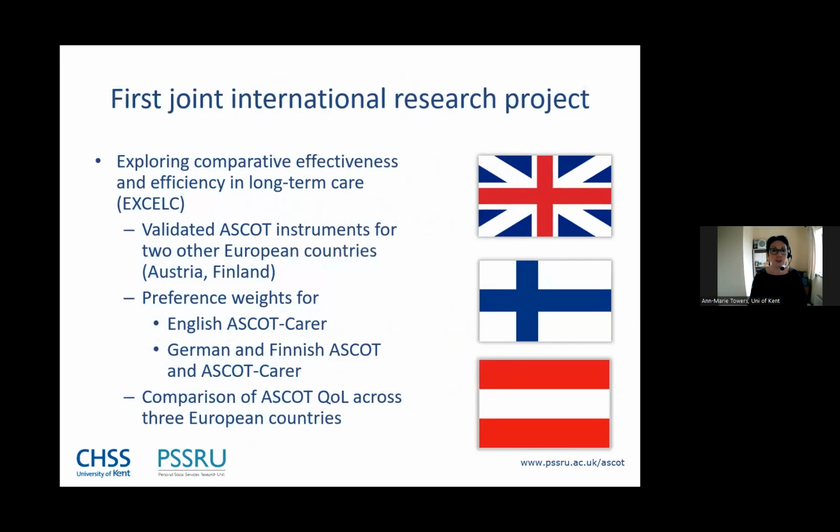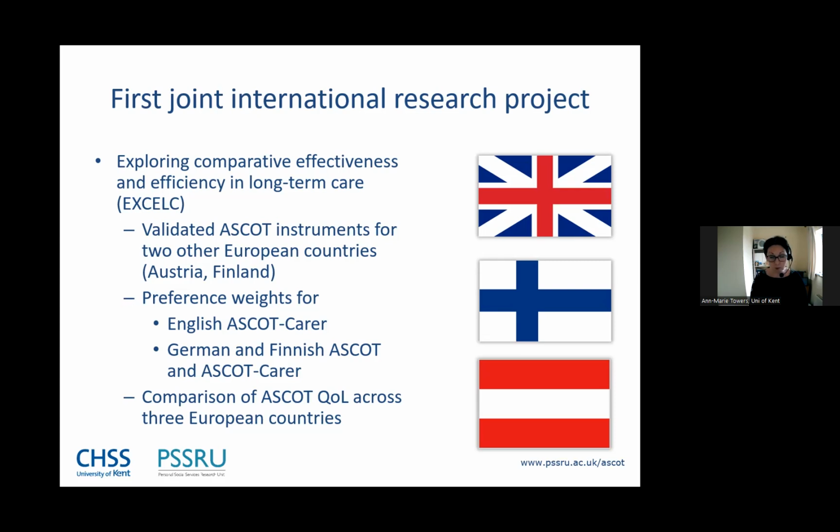And then, as I mentioned, in 2015, there was the first really truly international research project exploring comparative effectiveness and efficiency in long-term care. I wasn't part of this project, so please forgive me. I'm just giving an overview on behalf of our colleagues. What this essentially did was validate ASCOT instruments in 2 European countries, Austria and Finland. And if you go to our ASCOT website, you can navigate to these international pages, and there are links to websites and tools in those languages.